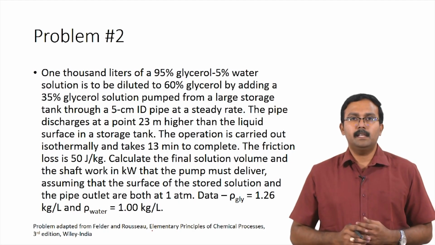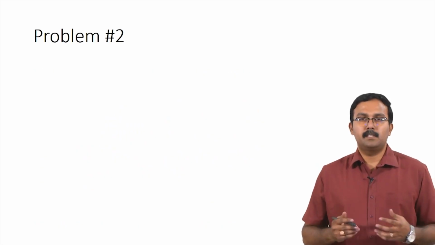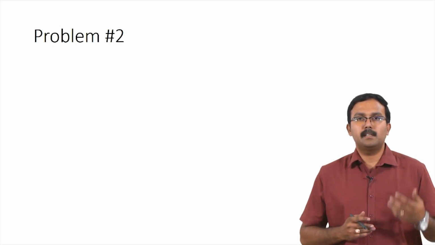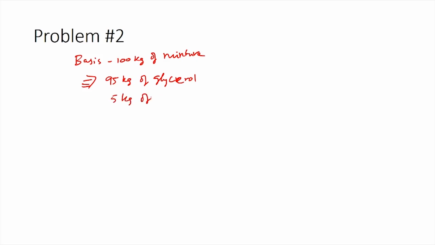With that assumption in mind, let us first try to calculate the density of this mixture so that we can calculate the mass of the mixture. To calculate the density of the mixture, let us first calculate for the 95% mixture. For calculating the density of the 95% glycerol mixture, we will assume a basis of 100 kilograms of mixture. So, this 100 kilograms of mixture will contain 95 kilograms of glycerol and 5 kilograms of water.